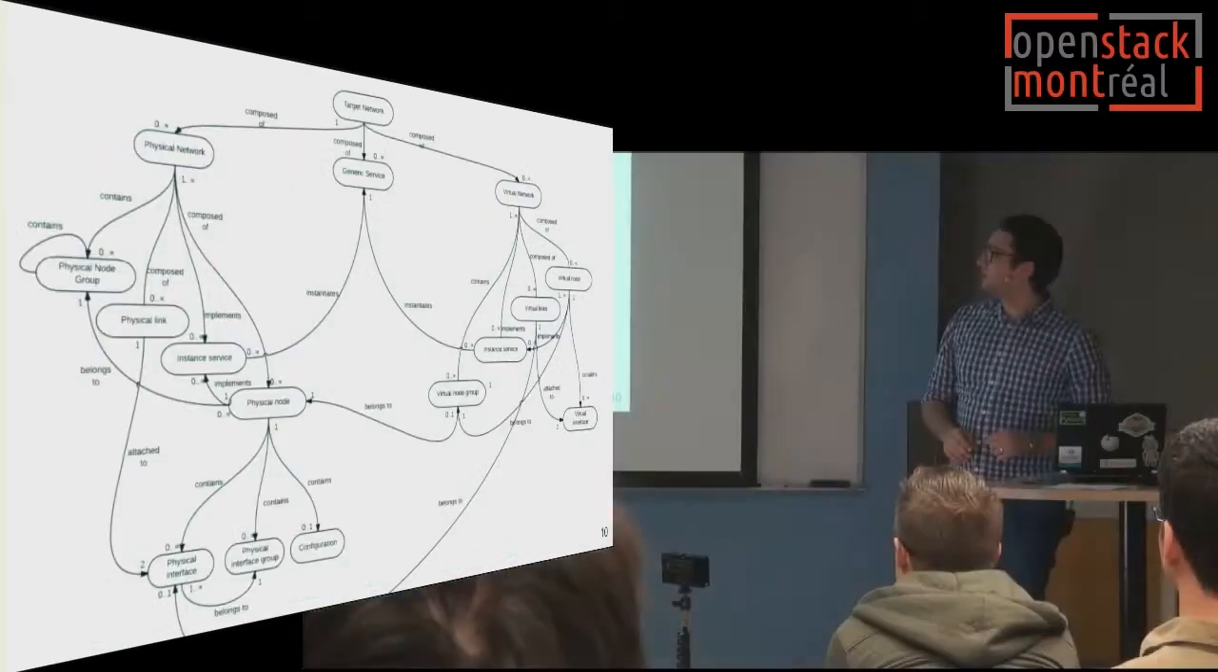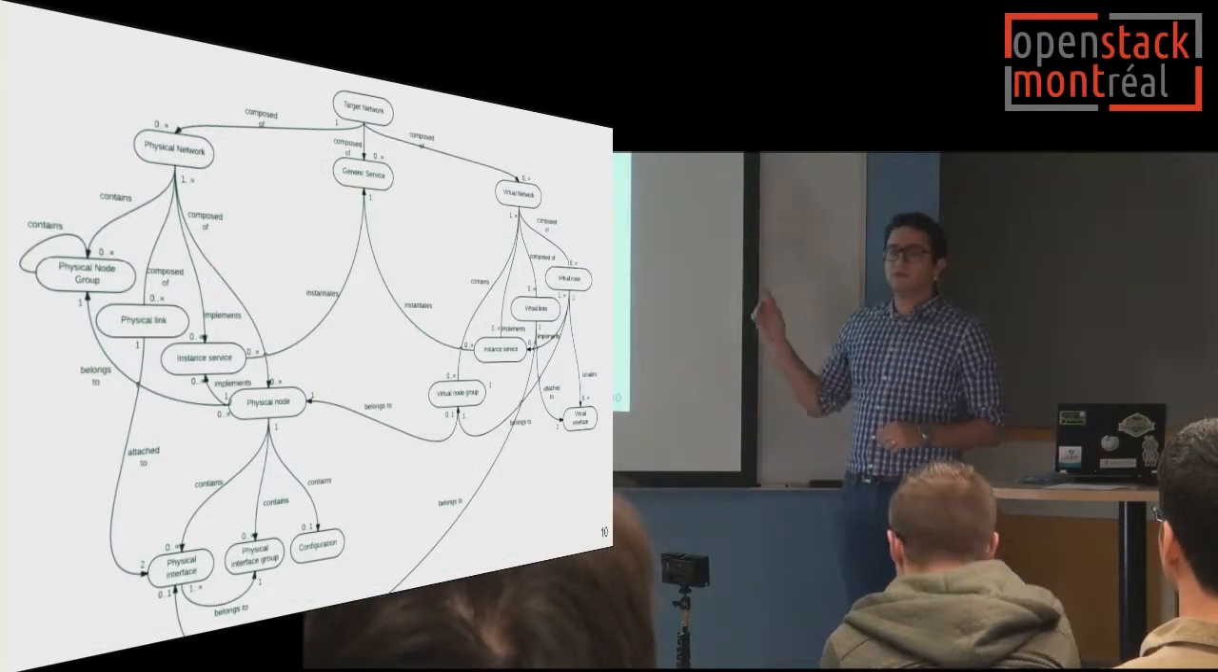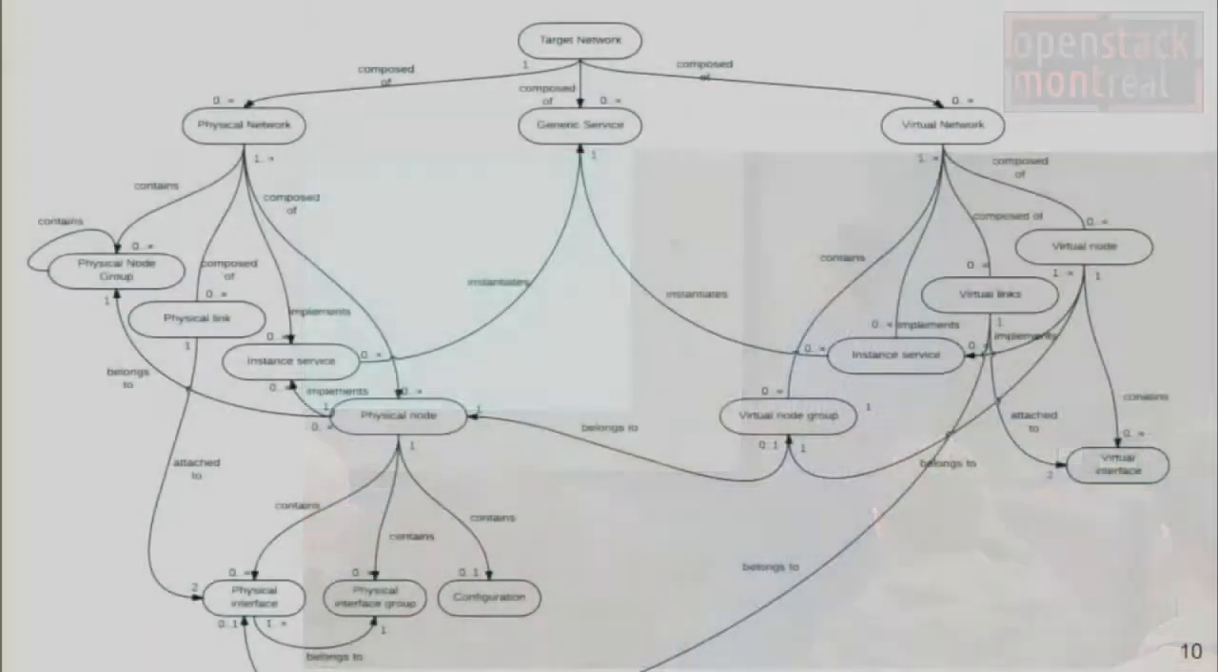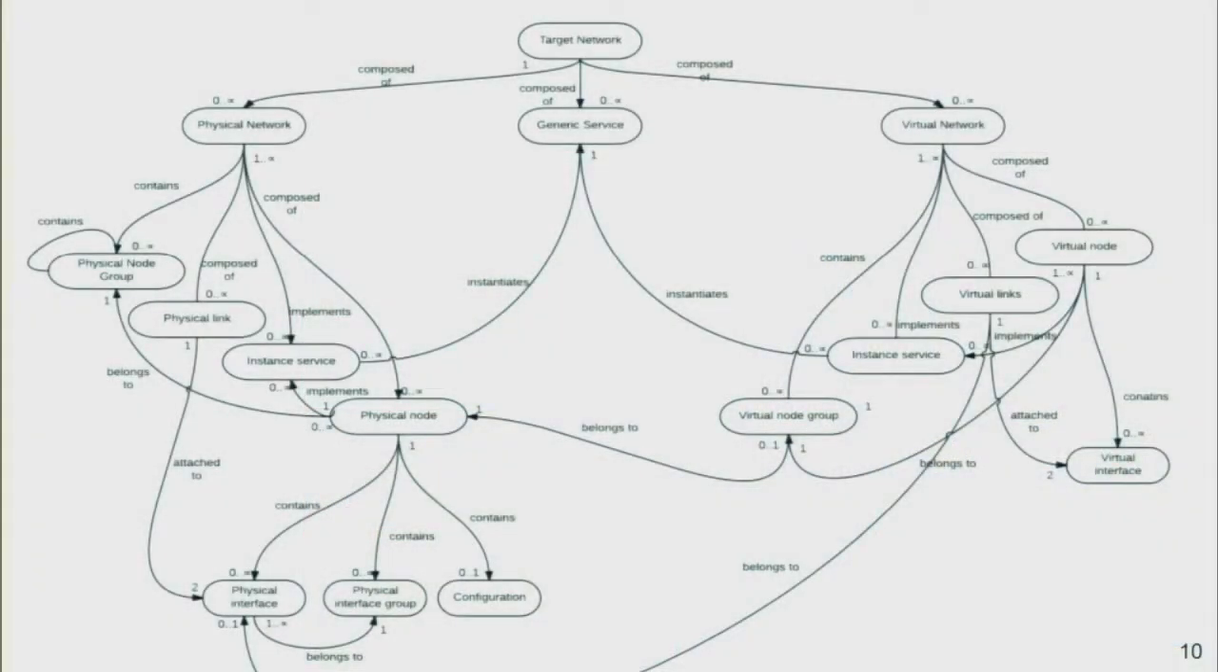So this is our model. It's the most important thing. There are three major components of our model: the virtual network, the physical network, and the generic services.